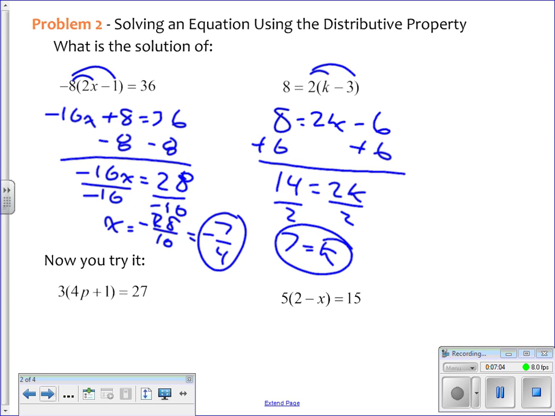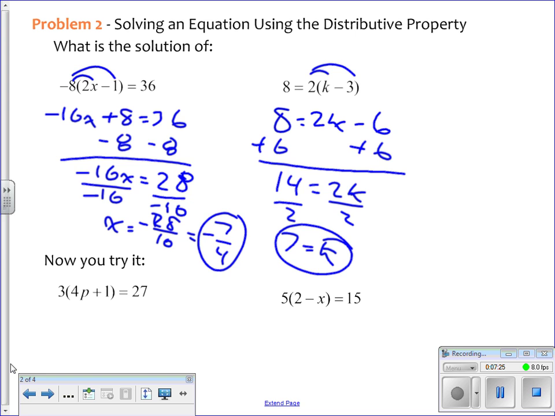Almost exactly the same thing we did before. Simplify one side and then solve your two-step equation. The simplifying on each side on this one is you distribute. It's not combining like terms, it's distributing. Okay?